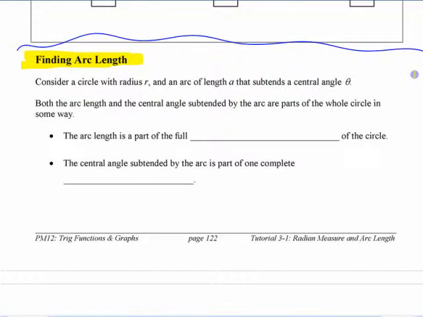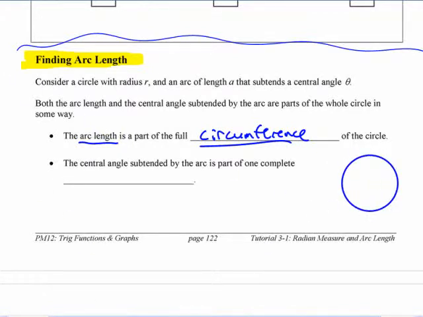All right, so now you can get excited because we're going to fill in some blanks, but the arc length is part of the full circumference. So if you have a circle, what we're saying is, make this big enough so you can see it. Okay, so there's an arc, not drawn very well, but there's an arc on a circle.